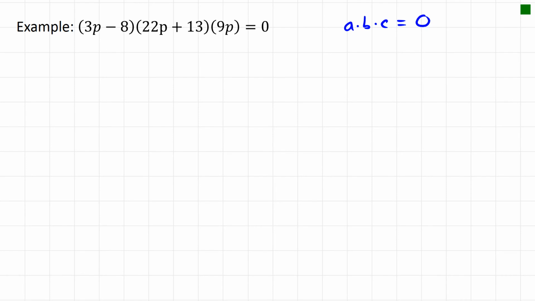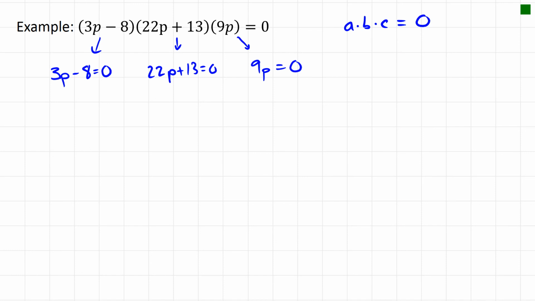If you have A times B times C equals 0, then at least one of those items has to be equal to 0. So the solution to this equation will be that either 3p minus 8 equals 0, 22p plus 13 equals 0, or 9p equals 0. Any of those three are solutions to this equation. And in particular, to solve these equations, you need to say all the possible solutions. So what are all the possible values of p that solve the equation?